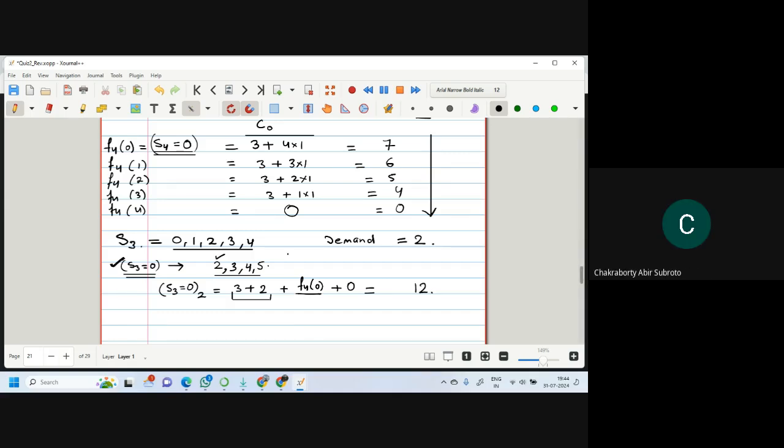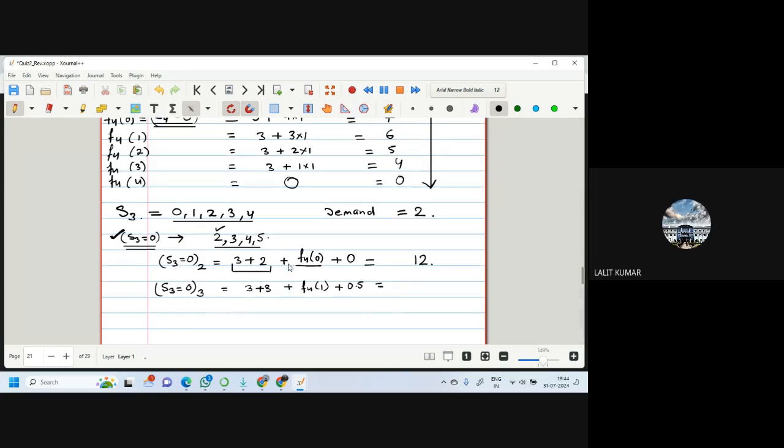Very nice. Now let's assume S3 is equal to 0, but I order 3 now. My ordering cost will become 3 plus 3. I am carrying 1. 1 is going here, so in future I will have F4 1 and I am carrying 1. So my carrying cost becomes 0.5. Is this understood? So this becomes 6. F4 1 was 6. 6 plus 6, 12.5.